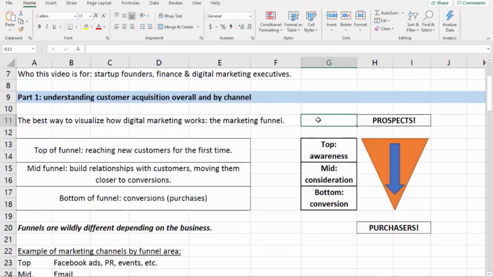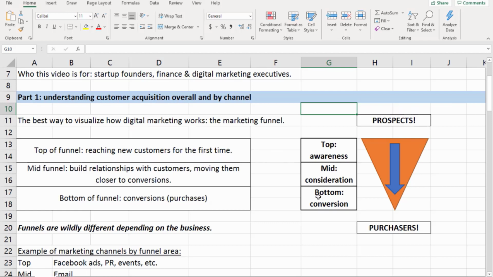So let's start out with talking about the best way to visualize how digital marketing works, which is basically something we call the marketing funnel. And so this is kind of what it is right here. This is supposed to be a funnel. So with a funnel, things come in the top and then a very small amount comes out the bottom.